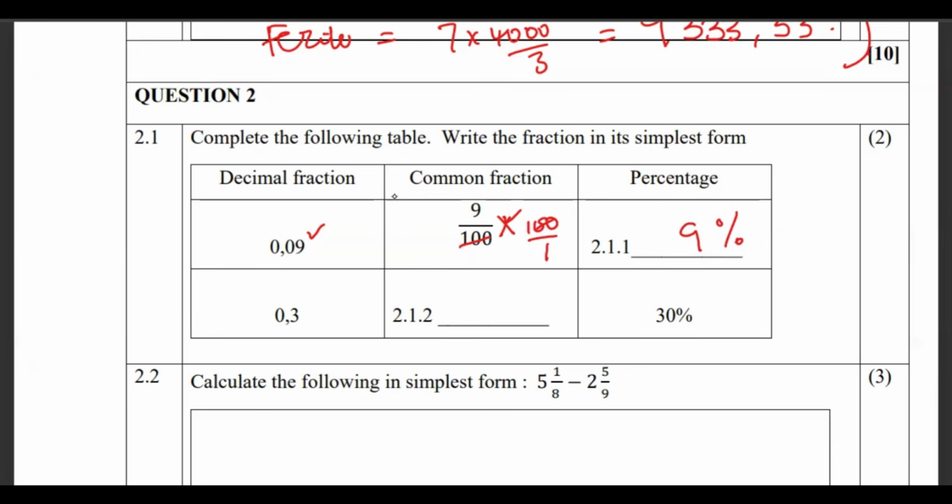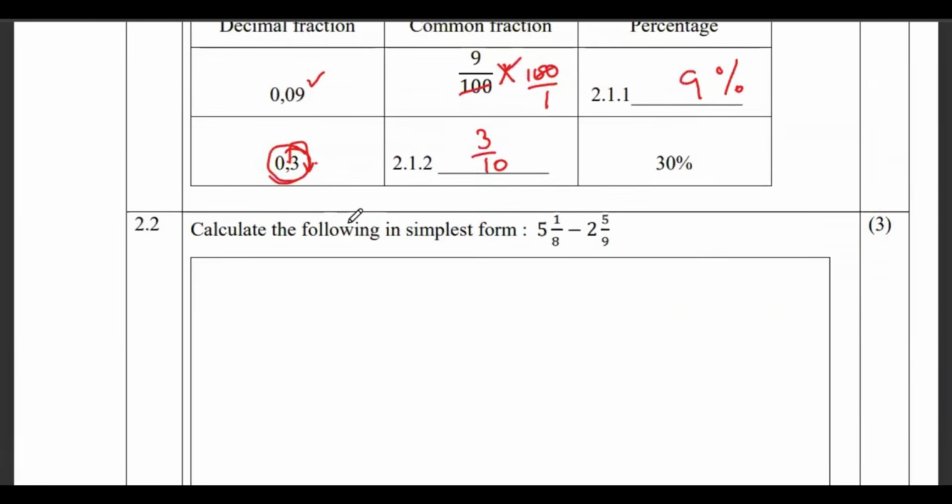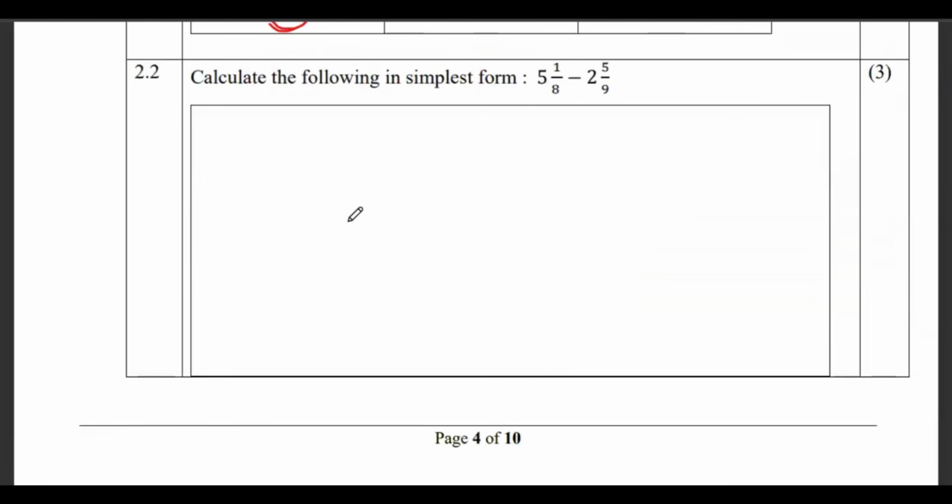Then how do we move from a decimal fraction to a common fraction? Just count how many digits the comma needs to move to be in front of the digits, or away from the digits. So it's going to be 1 step. If it's 1 step, then it is the same as 3/10. And then 2.2, calculate the following in the simplest form.